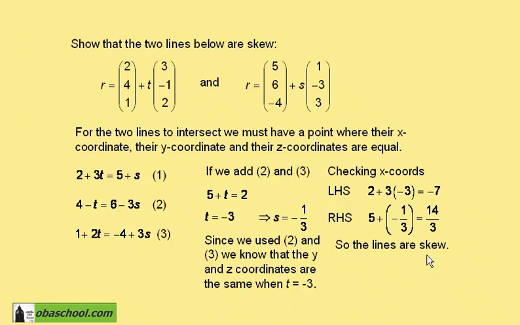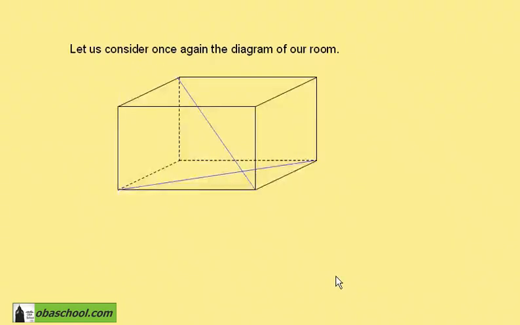In other words, we found a value of t and a value of s where the y and z coordinates were the same, but the x-coordinate was different. If we look at the diagram of the room again and set up an x-axis, a y-axis, and a z-axis in our room, what we found is this position. If you look at the two lines, their y and z coordinates are the same here, but the x-coordinate is different.